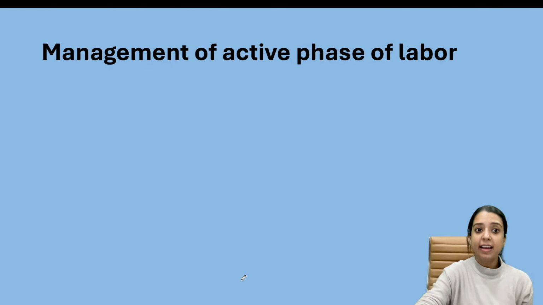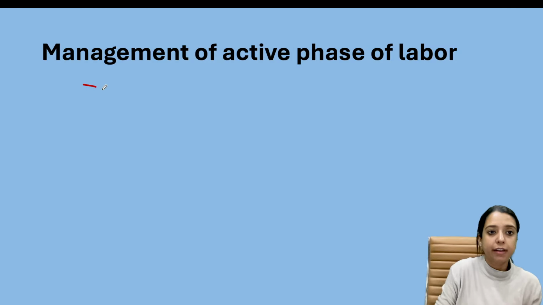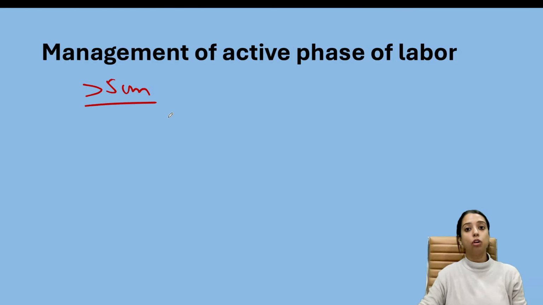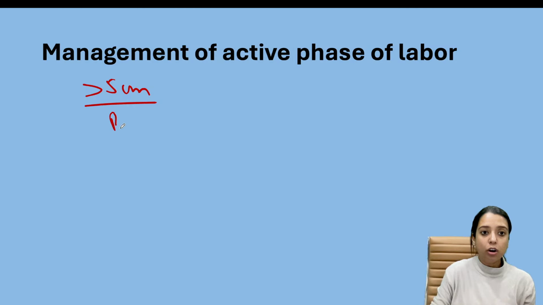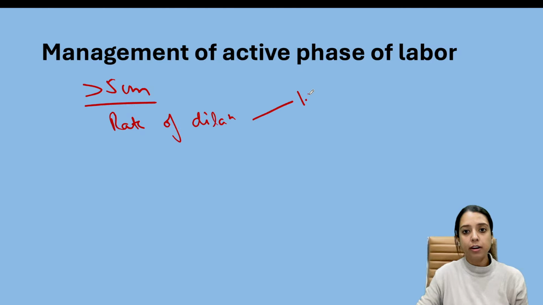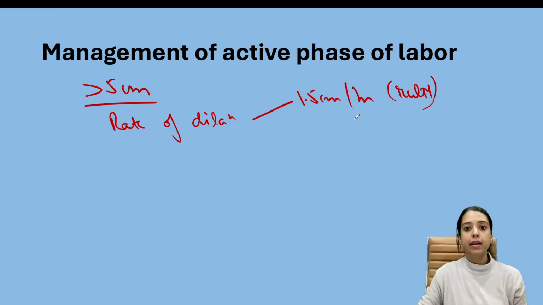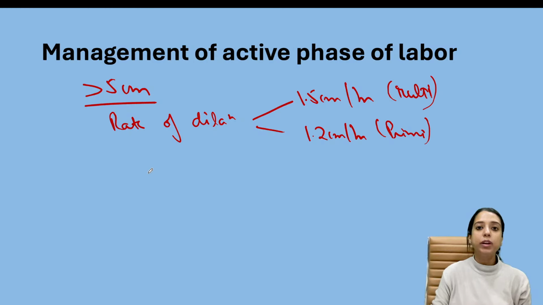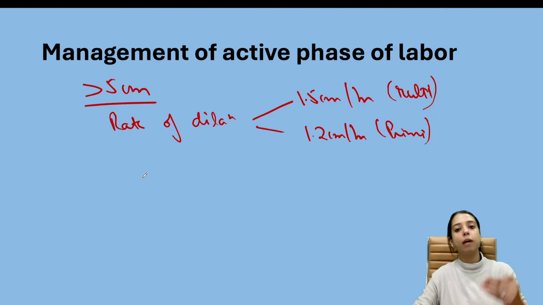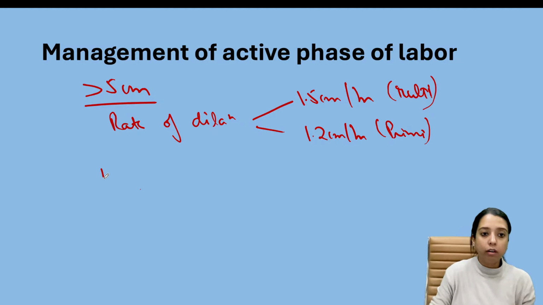ठीक है? But active phase starts after 5 centimeter. So what is prolonged active phase? Prolonged active phase मतलब होता है rate of dilatation से देखते हैं. Rate of dilation should be more than 1.5 centimeter per hour in a multipara, and it should be more than 1.2 centimeter per hour in a primipara. So if it is slow, now you intervene. So active phase you manage, but latent phase you don't manage. So if it is slow active phase, you augment.